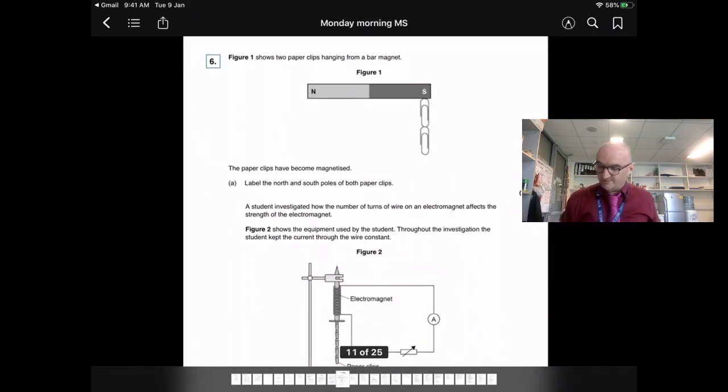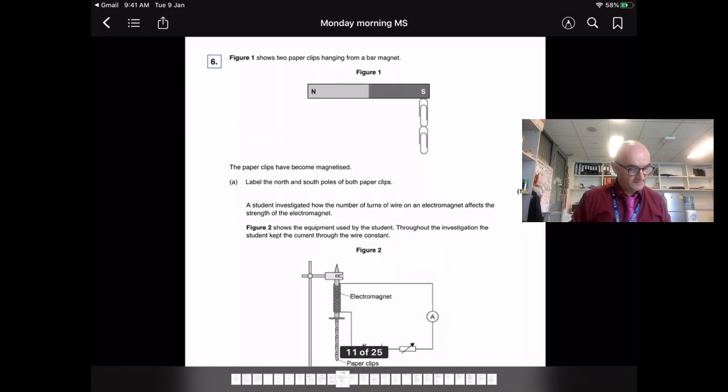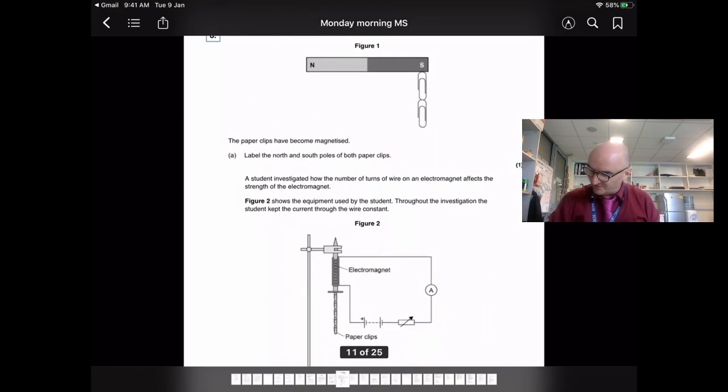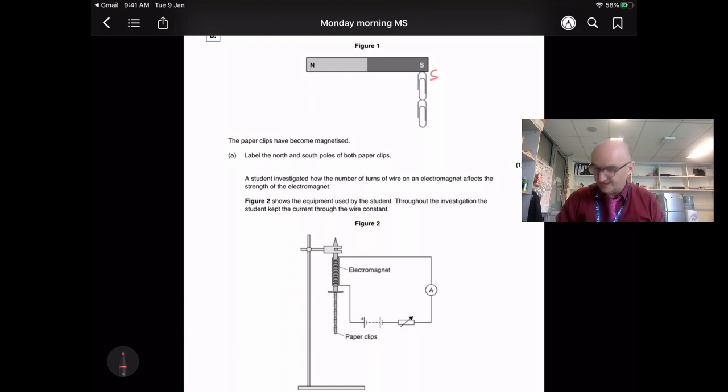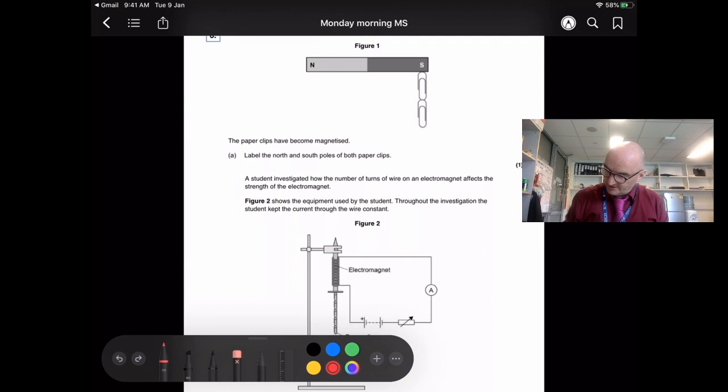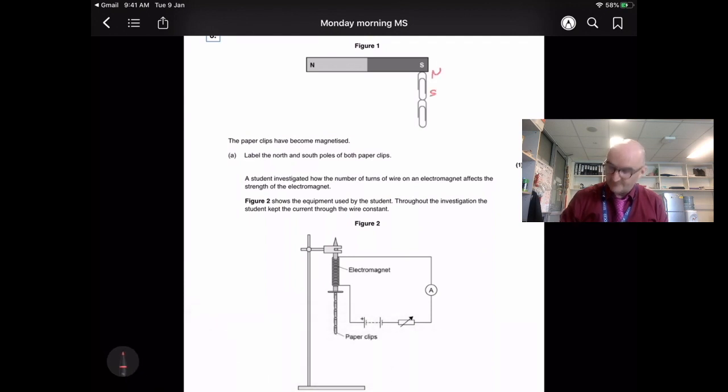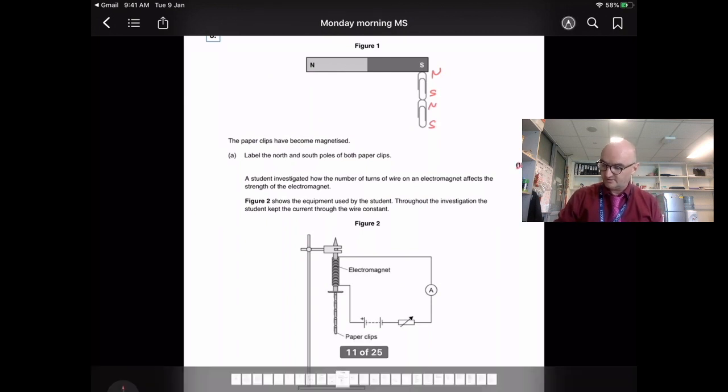Figure 1 shows 2 paper clips hanging from a bar magnet. Label the north and south poles of both paper clips. Well, hopefully this is straightforward. If this was south, they would be repelling it. It would just shoot the darn thing off, right? So it can't be. So that must be north. And if that's north, that must be south. If that's south, that must be north, and that must be south, and so on. I got my 1 mark.